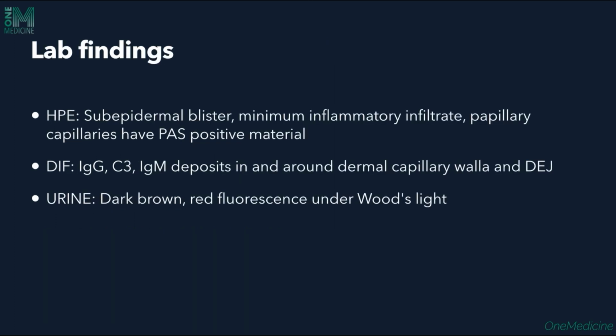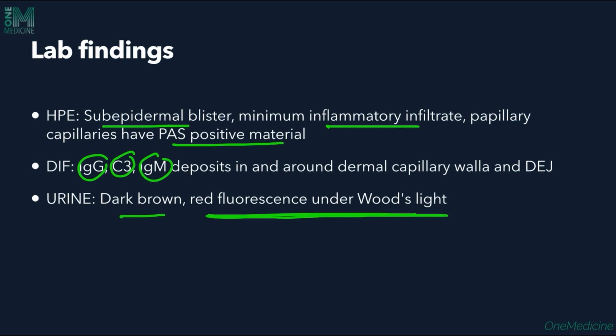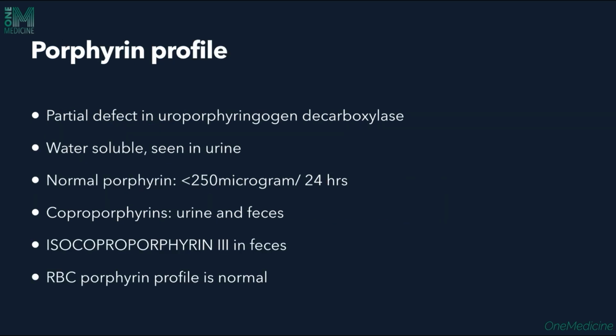Lab findings would be, in histopathology, a subepidermal blister if bullous lesions are present, minimal inflammatory infiltrate, and papillary capillaries that have PAS positive material. DIF, direct immunofluorescence, will show IgG, C3 and IgM deposits around the dermal capillary walls. Urine will show dark brown-red fluorescence under Wood's light, okay. Porphyrin profile is done here. There's a partial defect in uroporphyrinogen decarboxylase enzyme, right? So there is no conversion of uroporphyrinogen 3 to coproporphyrinogen 3 here.